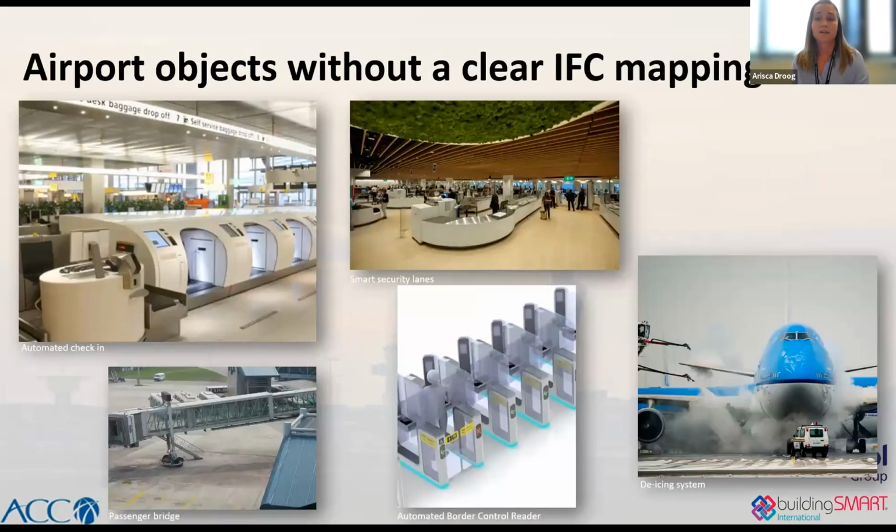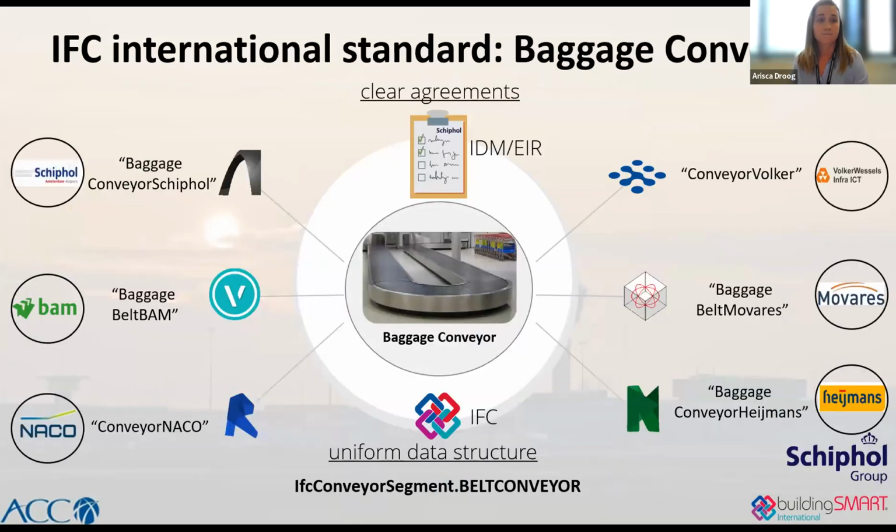So to give you a better idea of what we're talking about, we have gathered just a few examples of some of the airport-specific objects that are not part of the IFC schema today. When those objects are not defined in the IFC schema, it is actually not clear for the different stakeholders in the supply chain what entities, types, or properties to use, causing a lot of inconsistencies and a lot of discussion in the supply chain. Next slide.